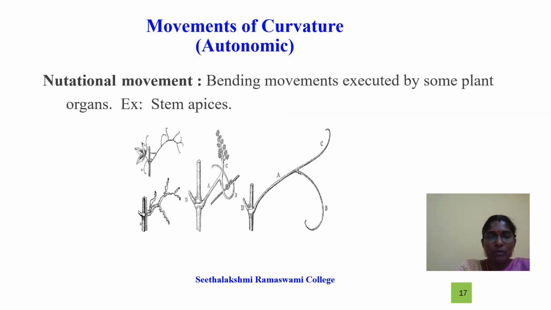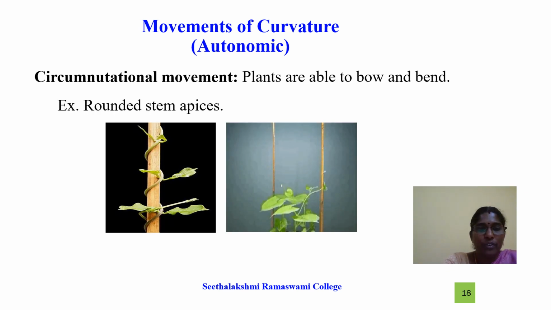Next is the nutational movement. The movement occurs as bending movements, for example in the stem, because the movement occurs in a zigzag manner. Circular movements are often exhibited by the growth of the plant tips. The best circumnutational movements occur in tendril-type plants.